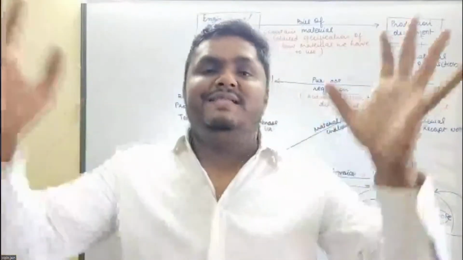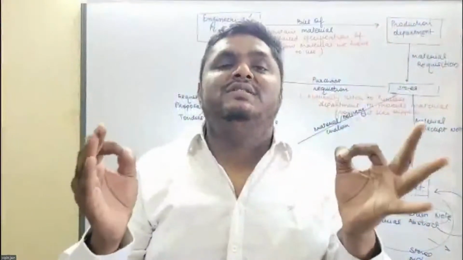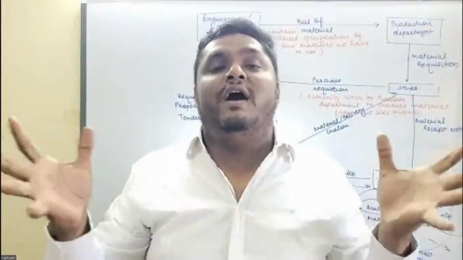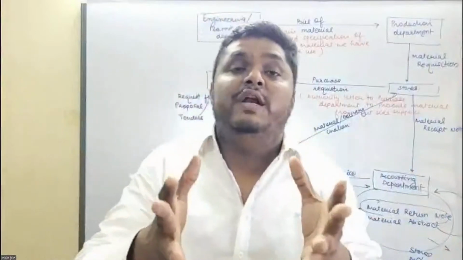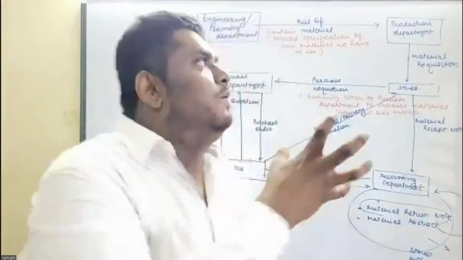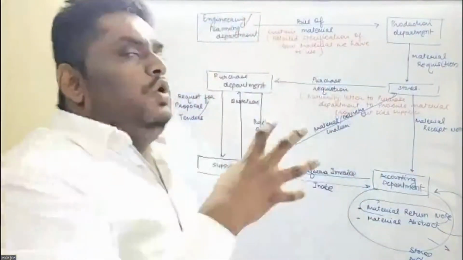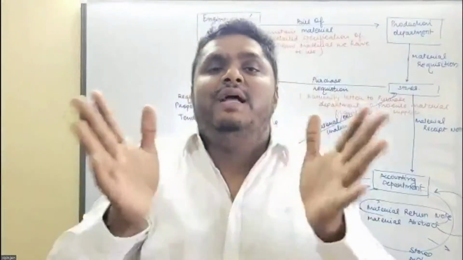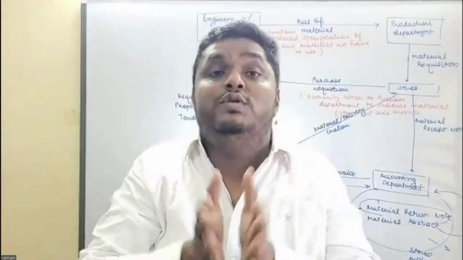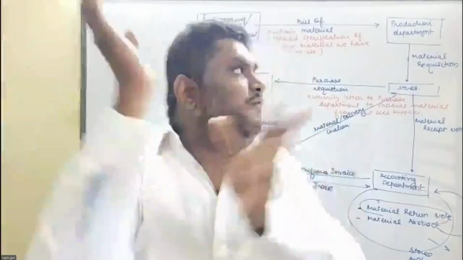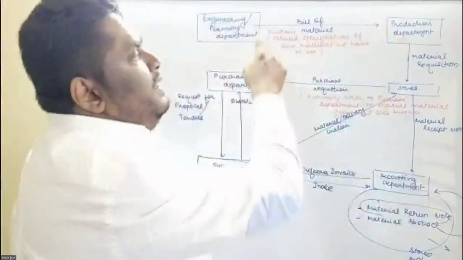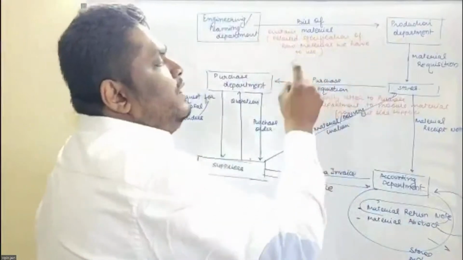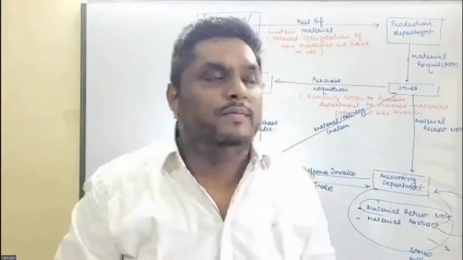Very simple, guys. The entire process starts from the engineering department. After necessary research, they try to figure out what quality of raw material they have to use. Once they identify the quality of raw material, they will issue the bill of material to the production department. It contains the detailed specification of the raw material we have to use.